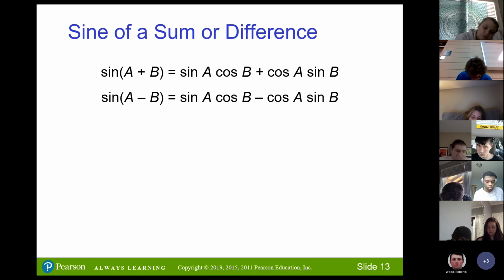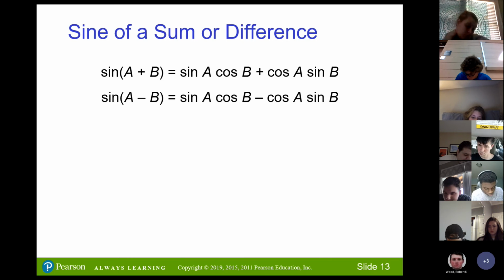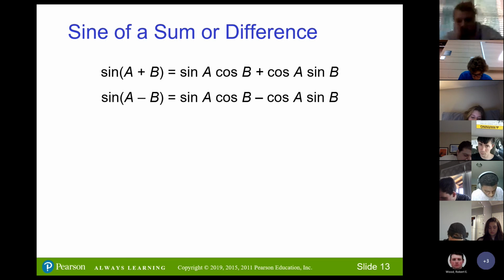And you use it the same way that we used the last one. In other words, 15 would be 45 minus 30, or 60 minus 45. And then use your special angles to crank out the math.